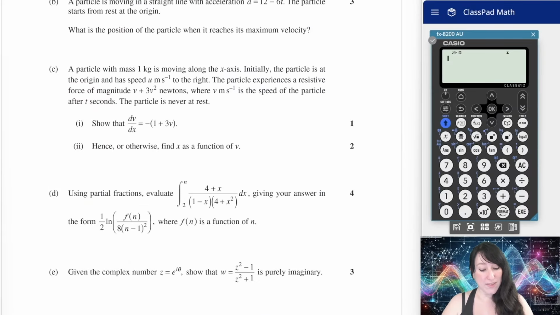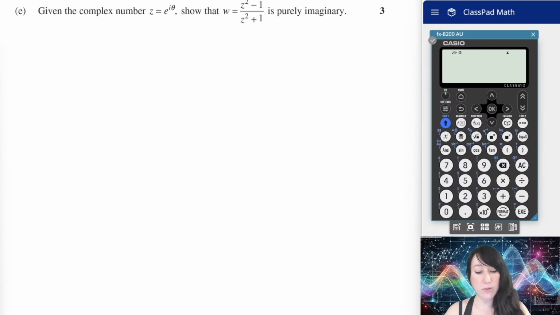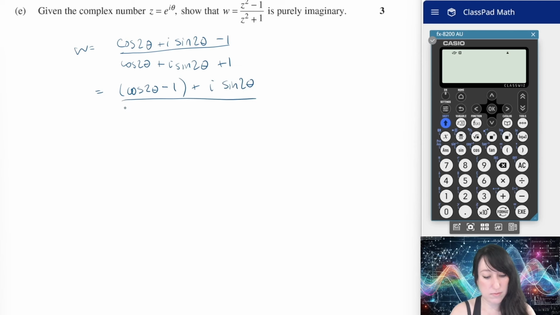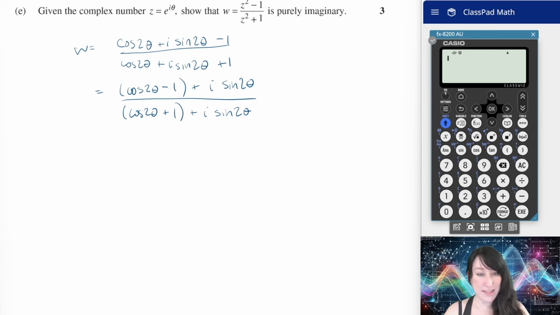Question 12e. Given the complex number z equals e to the i theta, show that w equals z squared minus 1 over z squared plus 1 is purely imaginary. Okay, let's consider the polar form of z in this expression of w. Since z is squared, the argument will be 2 theta. Let's get the reals together and the imaginaries together. We could use double angle identities here in both the real and imaginary components.